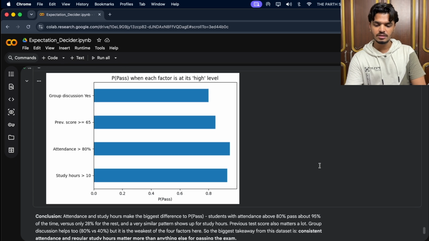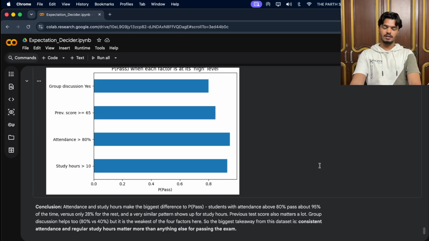So this is the complete Expectation Decider project. Starting from a synthetic dataset of 200 students through basic probability, empirical versus theoretical probability, a random variable with its full distribution, a Venn diagram, a contingency table with joint, marginal, and conditional probabilities and independence tests, and finally Bayes' theorem, all tied together with a data-driven conclusion about what actually predicts whether a student passes.